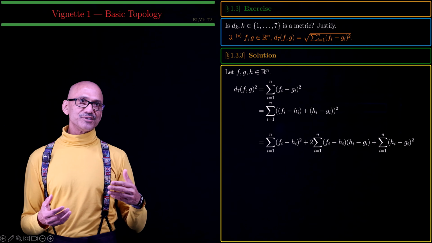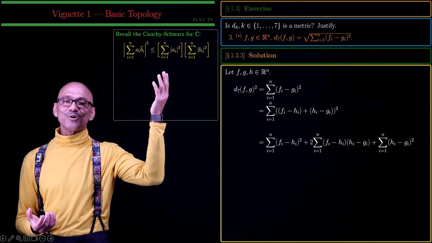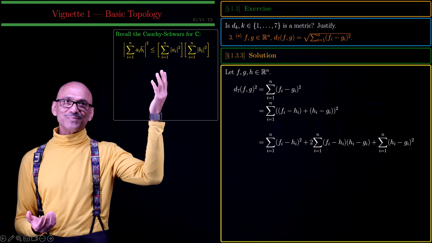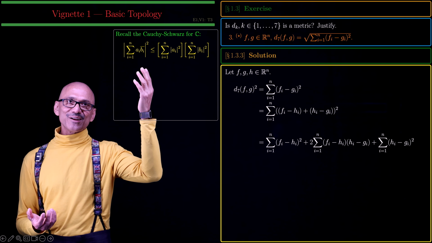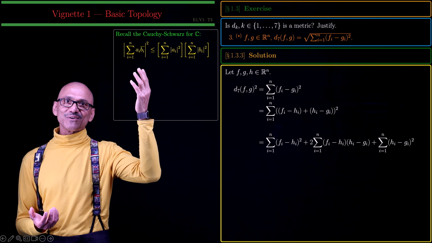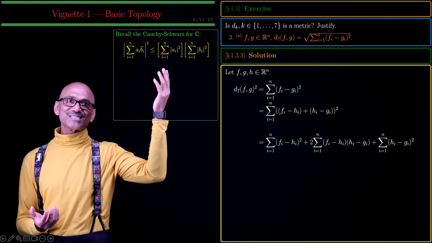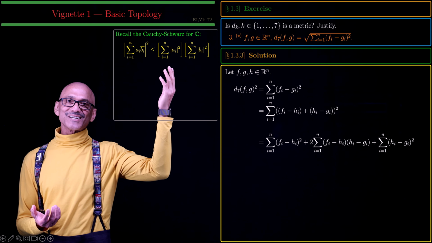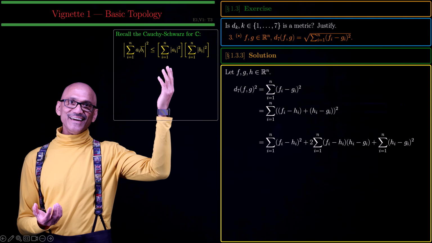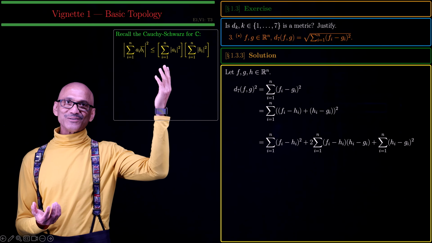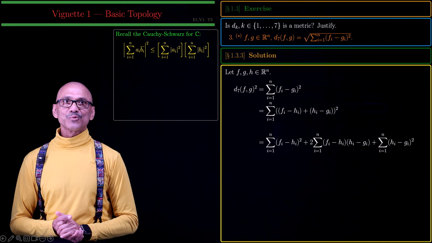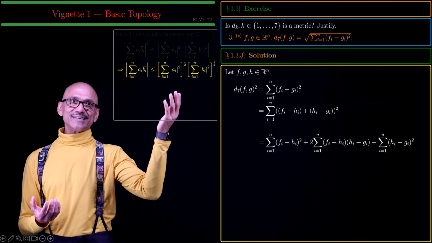Let's now take a small detour. Recall the Cauchy-Schwarz inequality for complex numbers. The square of the absolute value of the sums of the mixed conjugate products is less than or equal to the product of the sums of the individual Ai and Bi absolute value squared. Let's take the square root of both sides to arrive at this line.